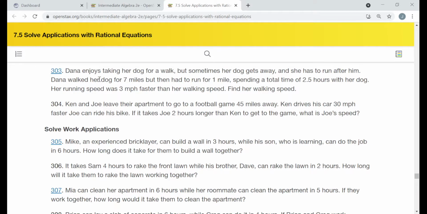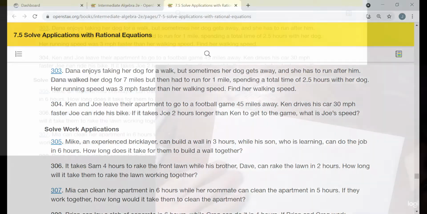So here Dana enjoys taking her dog for a walk. Sometimes her dog gets away and she has to run after him. So we have walking and running. So Dana walked her dog for 7 miles. Wow, that's a long walk. Anyway, Dana walked her dog for 7 miles, but then had to run for 1 mile, spending a total time of 2.5 hours with her dog. Her running speed was 3 miles per hour faster than her walking speed. What was her walking speed?